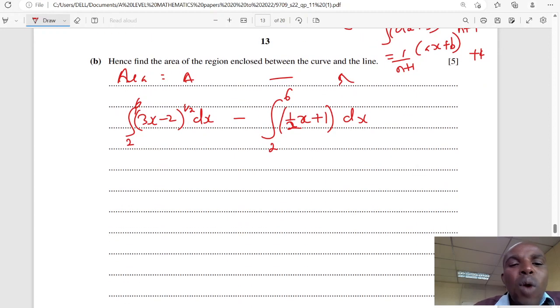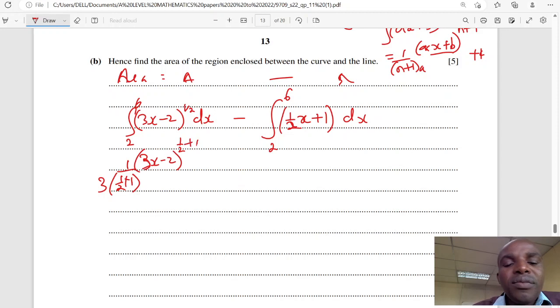So it will be 1 over n plus 1, that is, n is power half, plus 1. Then times the derivative. If there is the derivative, you also have to multiply by the derivative of what is inside the brackets. That's ax plus b. So it is times the derivative; 3x minus 2, differentiate, you get 3. Then you maintain this item, (3x minus 2) to the power half plus 1. Right, that's this part. Then 6 and 2, these are the limits.